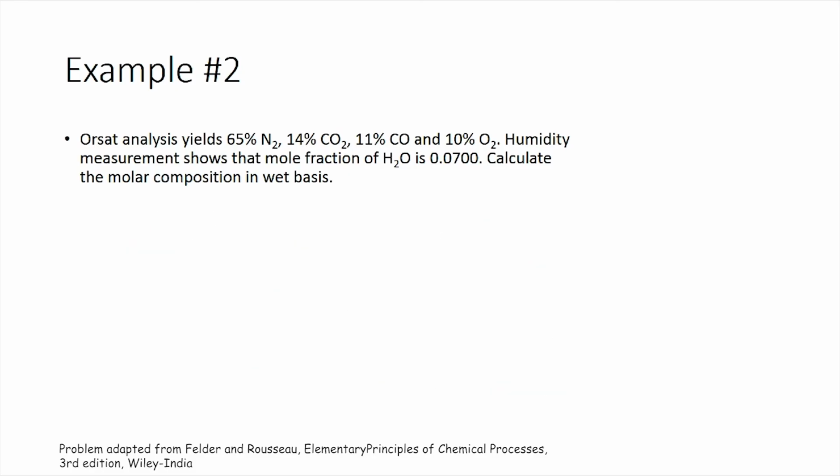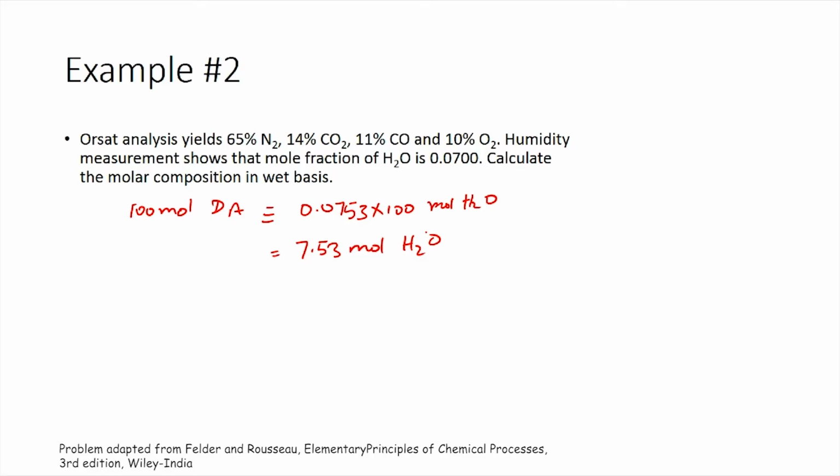Now that we know the amount of water present per mole of dry air, we can calculate the number of moles of water present for 100 moles of dry air, which is the basis used. So, 100 moles of dry air would contain 0.0753 times 100 moles of water, which is 7.53 moles of water.